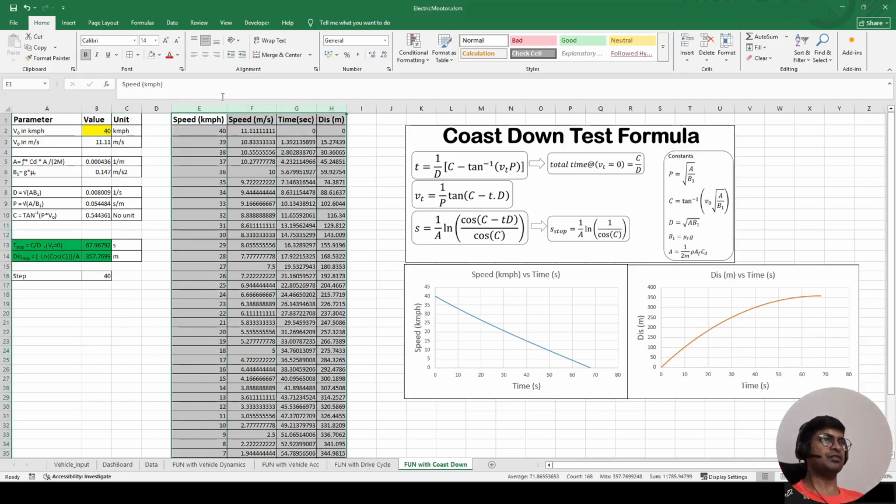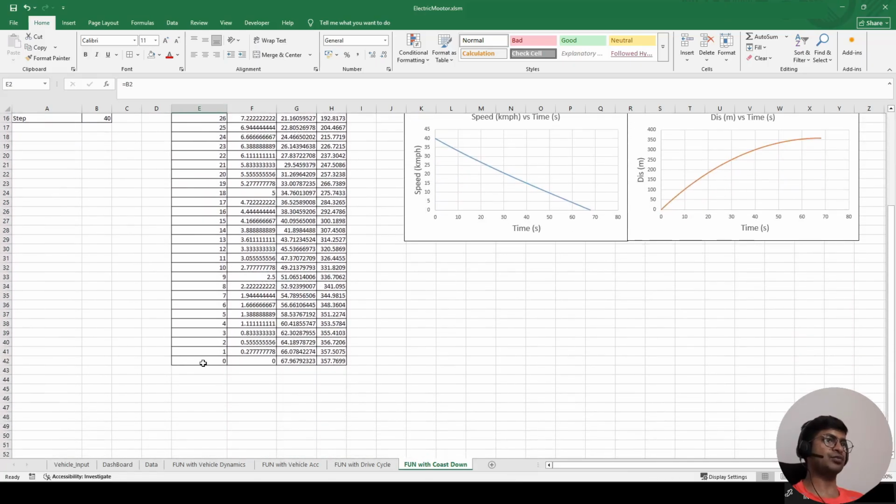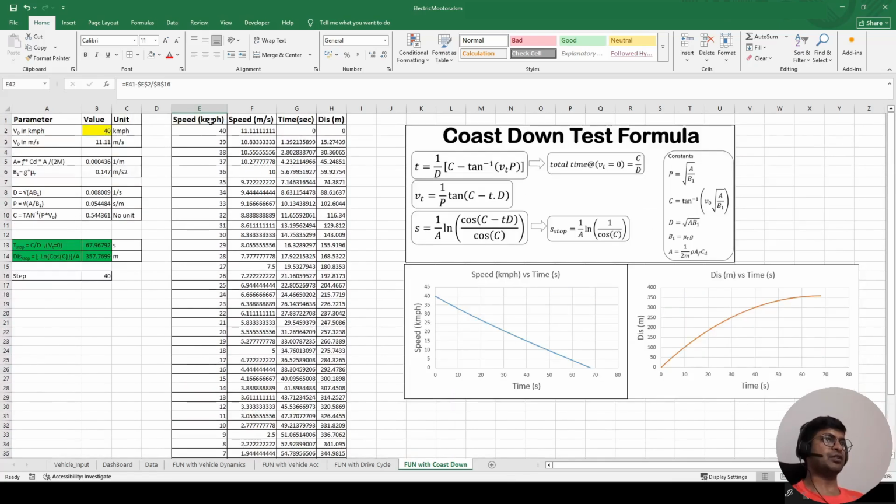So come to this column. In the first column I have speed in kmph, which starts from 40 kmph and goes all the way to 0. This is a manual input. I have just decreased it in steps of 1. Next I am just converting kmph to meter per second, which again has a formula.